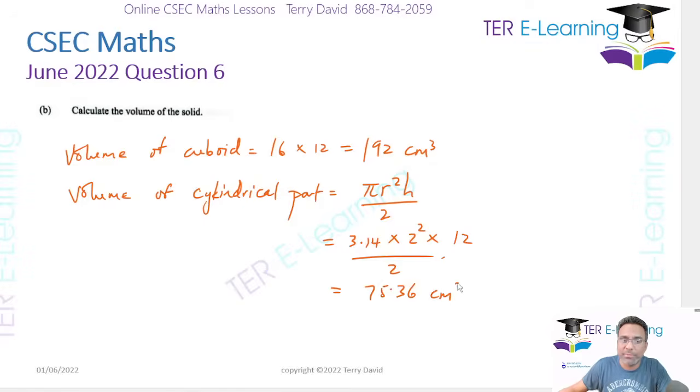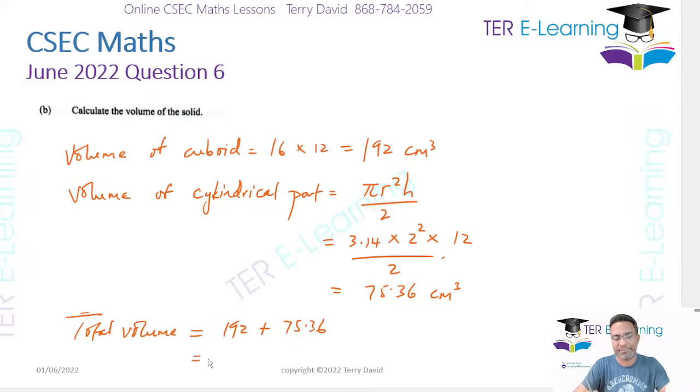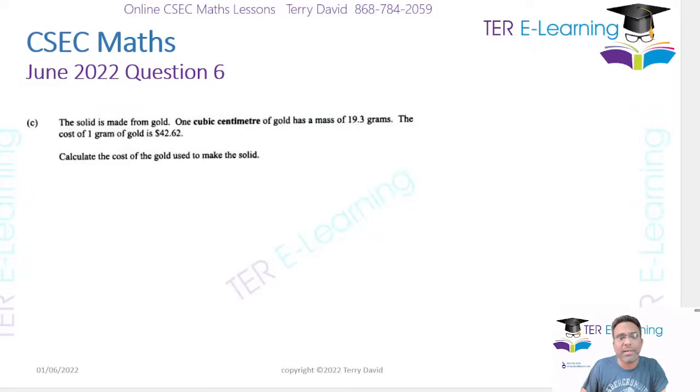cm cubed. So total volume is going to be 192 plus 75.36, and I'm going to get 267.36. So that's your total volume.